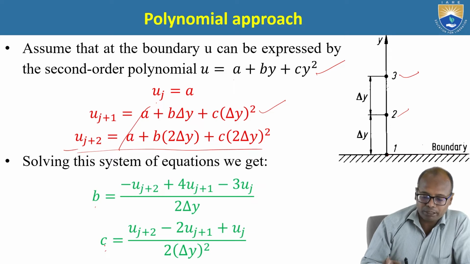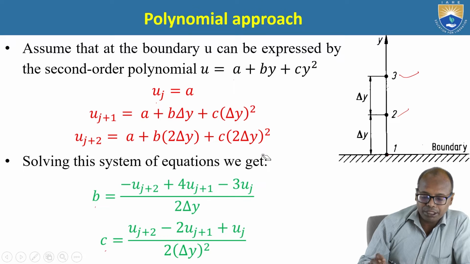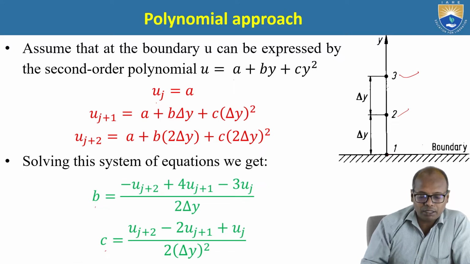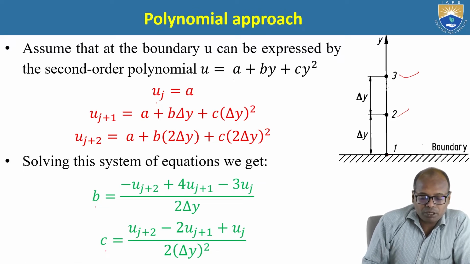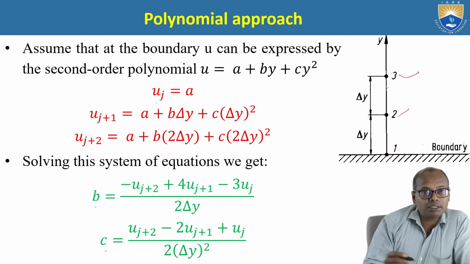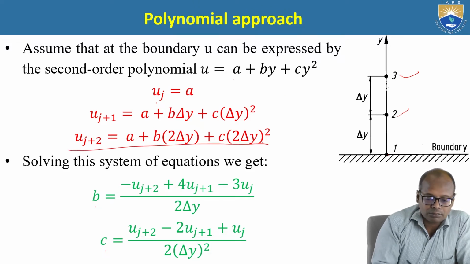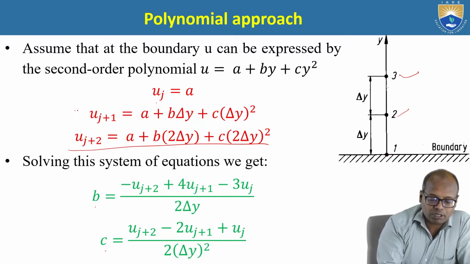We will see how to manipulate these equations. We will solve for b, and in a similar way you can solve for c. Suppose I am solving for b, how to do that? Here this is delta y and this is 2 delta y, so this is more and this is less. So I am multiplying the above equation with minus.